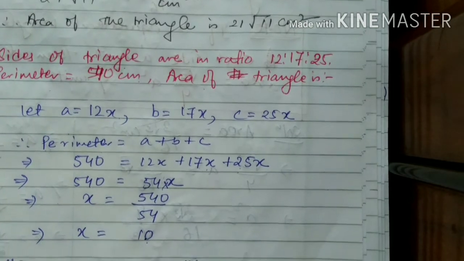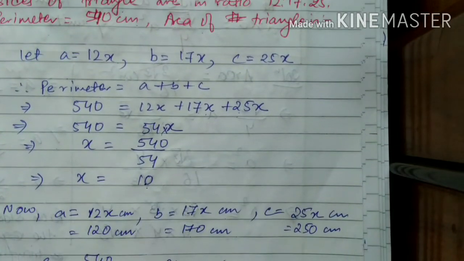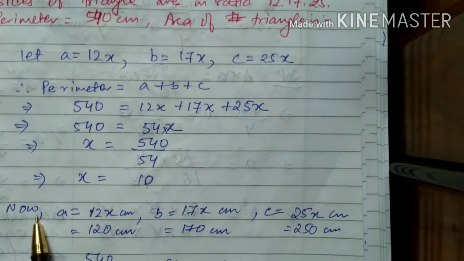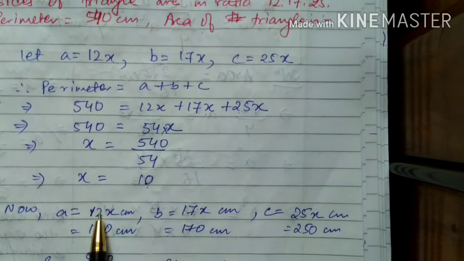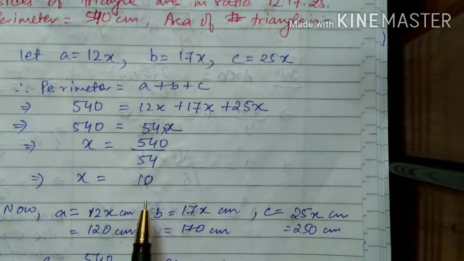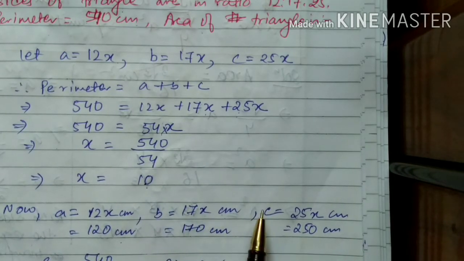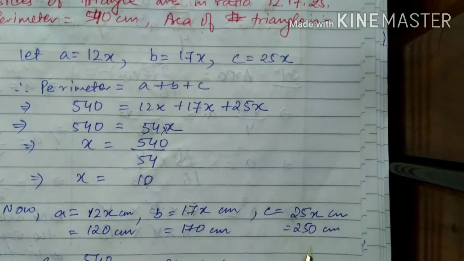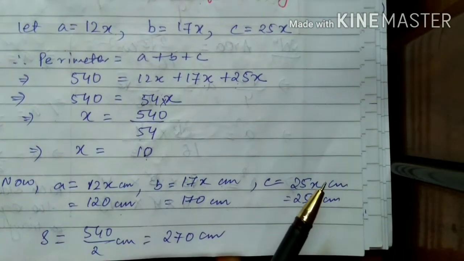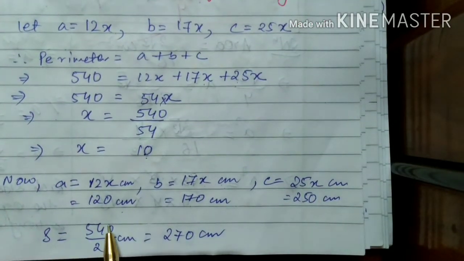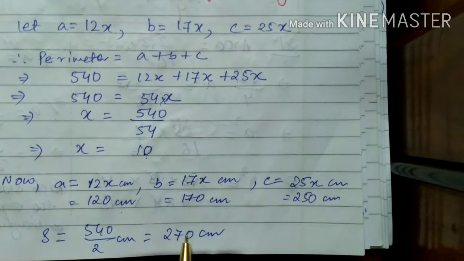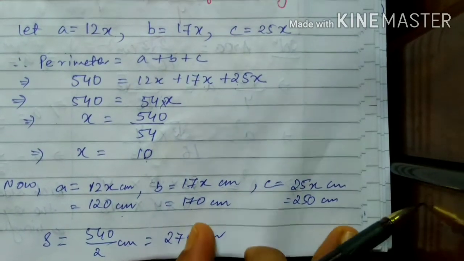Now as we got the x value, I will put it into A, B and C to get the values of the three sides. So see, I have got the values of the three sides. Now A is equal to 12x, that is 120 centimeter. B is equal to 17x, that is 170 centimeter. C is equal to 25x, that is 250 centimeter. Now what about semi-perimeter? Semi-perimeter will be perimeter by 2. Perimeter was given 540, so divided by 2 will give you semi-perimeter, that is 270 centimeter. Let's go for calculation of area.